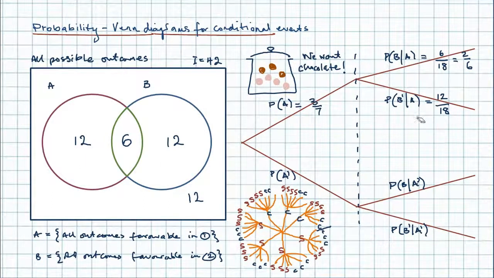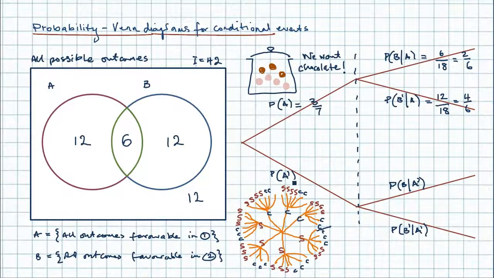Now, if it's 12 out of 18, that again will simplify to, we make it out of 6, we're dividing top and bottom by 3, so it's 4 out of 6, which again we would expect, because 3 out of 7 here, but here it would be 4 out of 6, because we've already taken one of the cookies, and also we'd expect it because these must be complementary. In other words, this should be 1 minus this probability here, or you could say they add up to 1. And they do indeed. 2 out of 6 plus 4 out of 6 is 6 out of 6 equals 1.